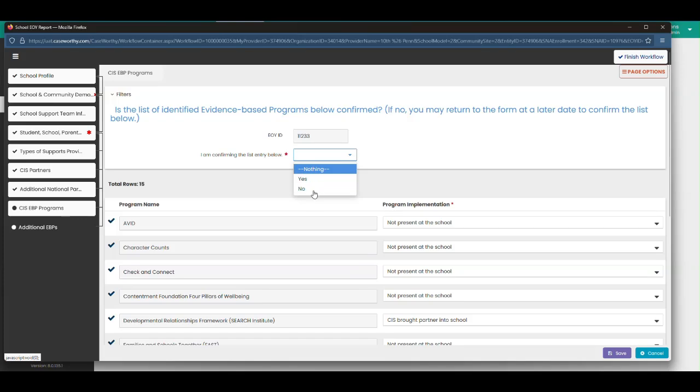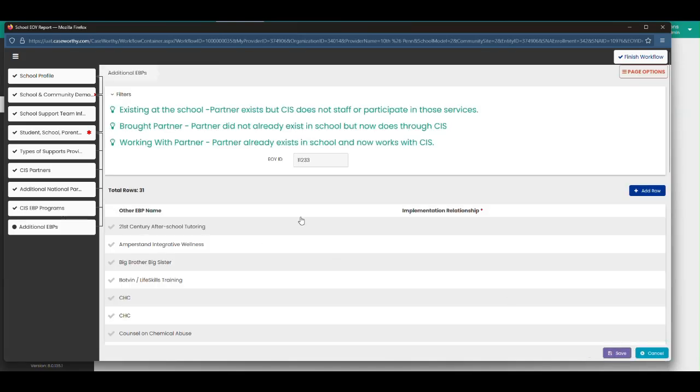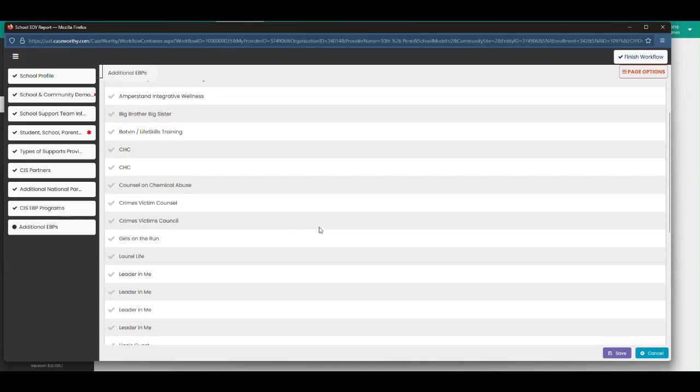You would only put no to the confirmation if it's like, ooh, here's a partner who should have been there, but I couldn't find. Then you can go ahead and put no and save it, and we'll know to come back in and double check to figure out how to resolve that partner question before clicking yes to confirm this. Click yes for now. And then additional evidence-based partners.